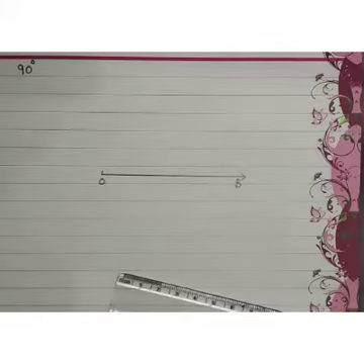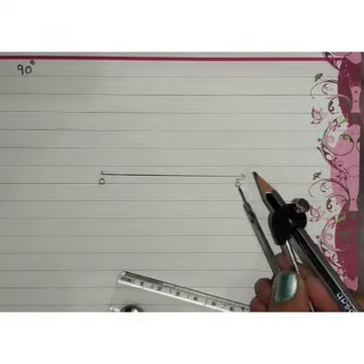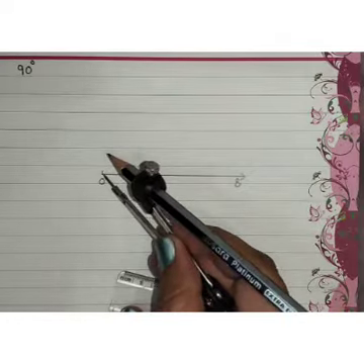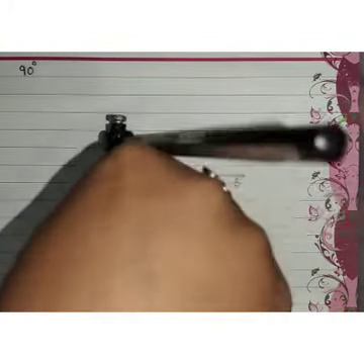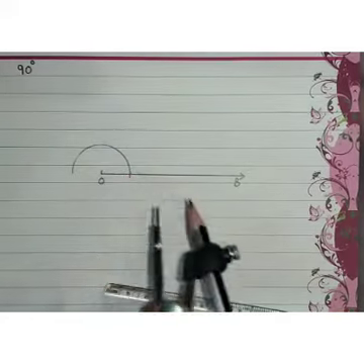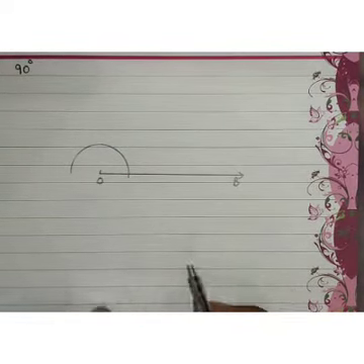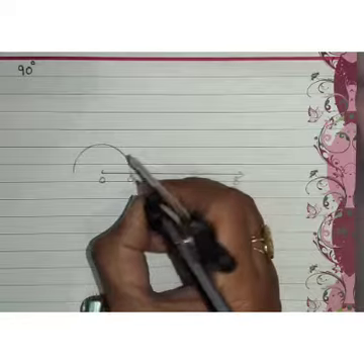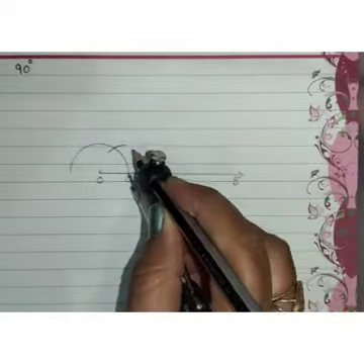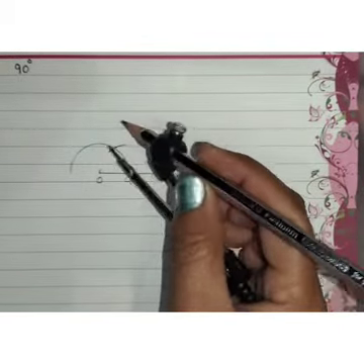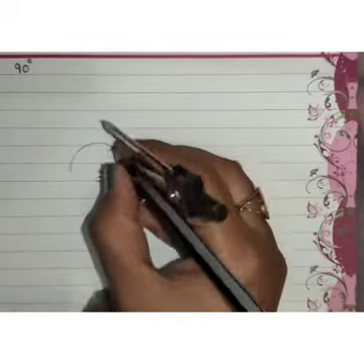Now to draw angle of 90 degree, we draw any ray OB. Now taking O as center and small radius, we draw an arc, which intersect OB at point Q. Now taking Q as center and same radius, we draw an arc. This is an arc of 60 degree. Now name it R.